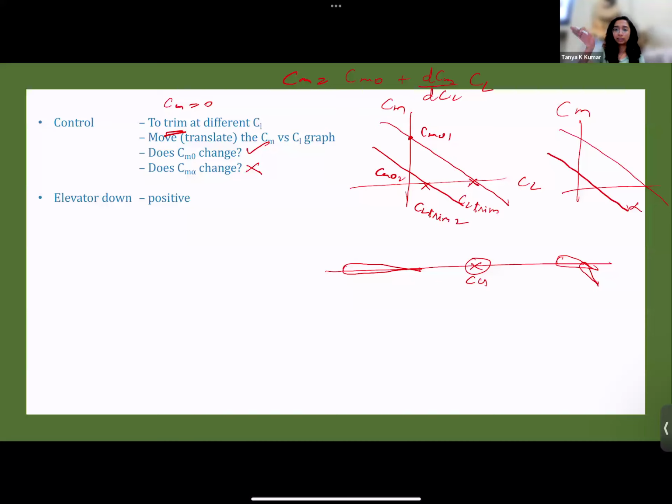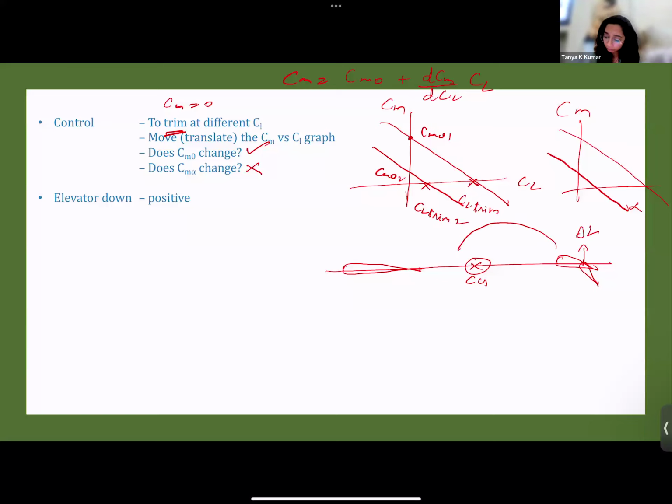Now if I deflect the elevator down, it increases the effective camber of the tail. When I deflect the elevator down, the camber of the airflow changes, it increases the camber. So what happens when you increase the camber? Lift increases. There is a delta L, created due to the downward deflection of the elevator. Downward deflection of the elevator is positive. So with the positive deflection of the elevator, you have an increase in lift. And this increase in lift, how does it affect the moment?